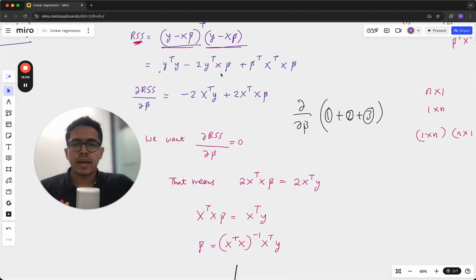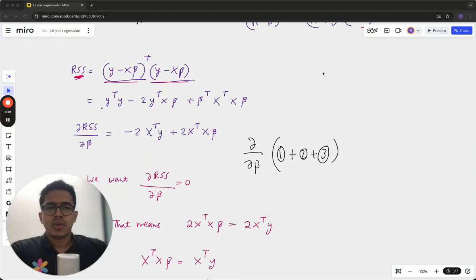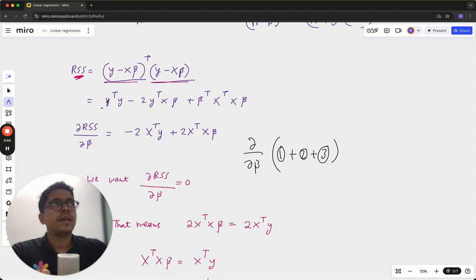Then term 2 has beta in it. Term 3 also has beta in it. So what is dou by dou beta of this? Dou by dou beta of this is minus 2 x transpose y. So this also needs some explanation. When we are taking derivatives using matrices, there has to be proper accounting of dimensionality.